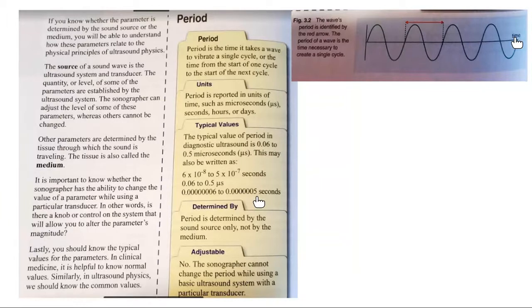Okay, going down, period is determined by the sound source only. So it's the sound source only, that is the transducer, that determines the period, not the medium. But is it adjustable? The answer is no. The sonographer, that's the ultrasound technician, cannot change the period while using a basic ultrasound system with a particular transducer. Now, you could have different transducers that you use, but a transducer is firing at a certain period. So that's the answer to that question. Okay.